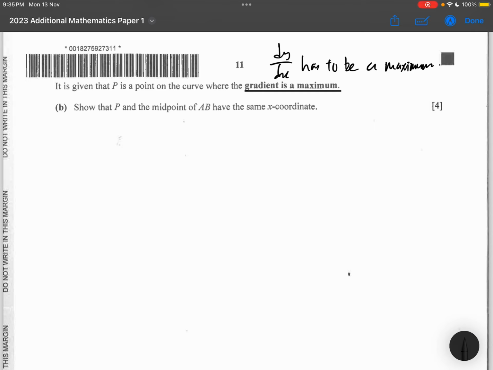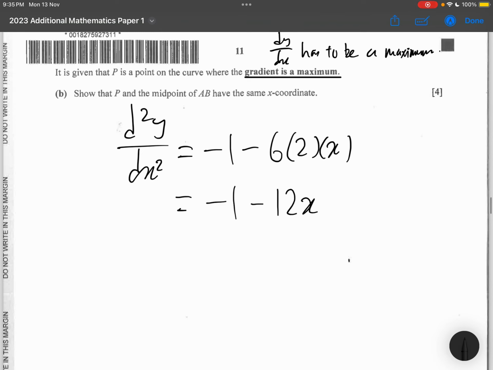You may have heard in your lessons in calculus, when you're doing differential calculus, that when a point is a maximum or a minimum, then the derivative has to be 0. In this case, the gradient is a maximum, so it's not right to assume that the first derivative is 0. In fact, it is the second derivative. So I'm going to find the second derivative. Differentiate 1, you get 0. It is negative 1 minus 12x.